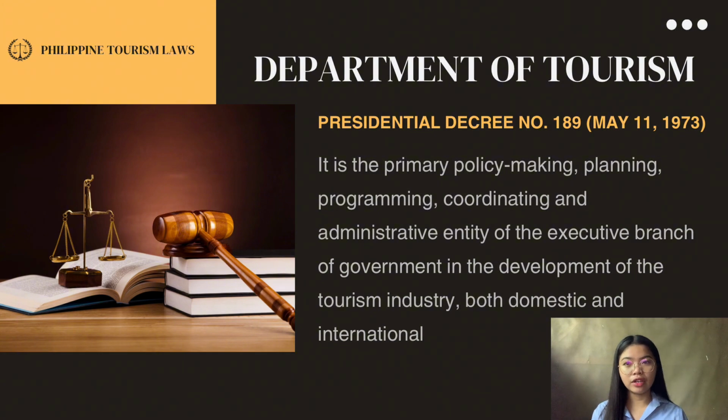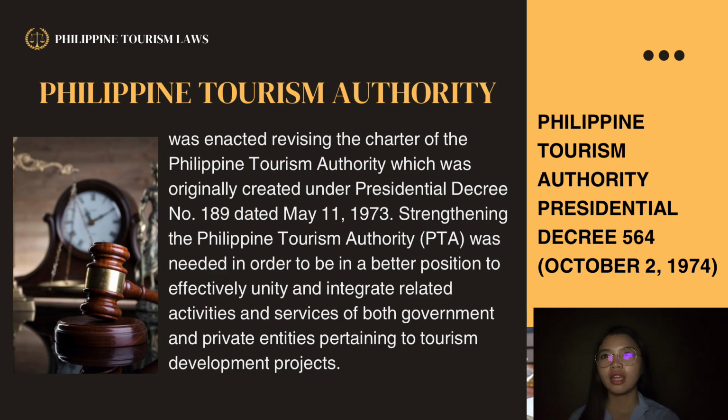It was during the year 1973 when the Philippine government realized that there is a need to realign government efforts toward trade promotion and tourism development for greater effectiveness. Hence, the need for the government's immediate and priority attention. The Philippine Tourism Authority decree was enacted revising the Charter of the Philippine Tourism Authority, which was originally created under Presidential Decree number 189 dated May 11, 1973.